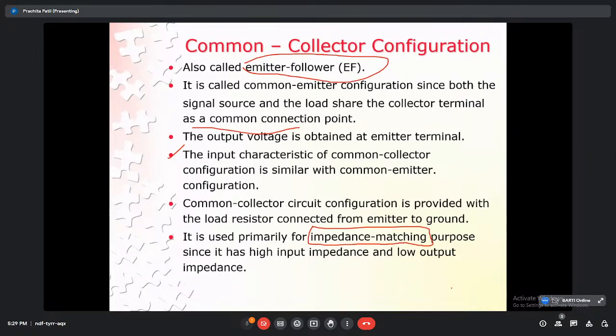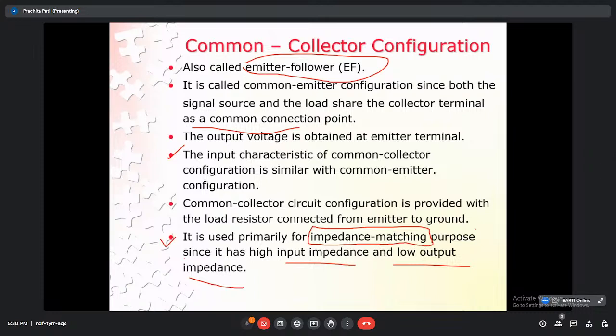Okay, impedance, you may be knowing the impedance. Impedance is the total resistance offered by the circuit, and we need to match the impedance when we want to connect two circuits. In that case, the common collector configuration can be used, basically as a buffer. The purpose: since it has a high input impedance and low output impedance, and these are the ideal characteristics of any circuitry, this type of configuration is used.